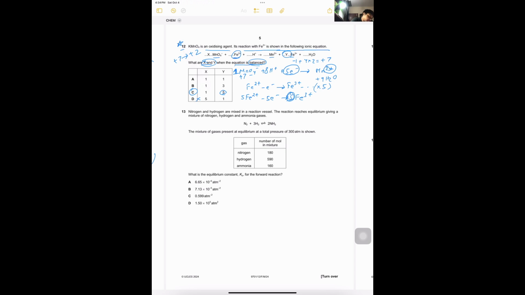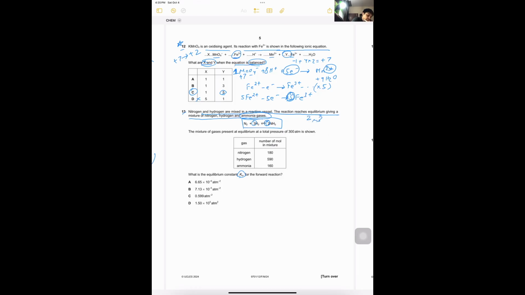Okay, question 30. Nitrogen and hydrogen are mixed in a reaction vessel. The reaction reaches equilibrium giving a mixture of nitrogen, hydrogen and ammonia gases. So the equation is given. The number of moles is very important, because while calculating Kp, the number of moles is squared or cubed.